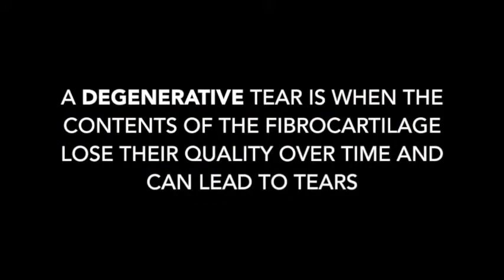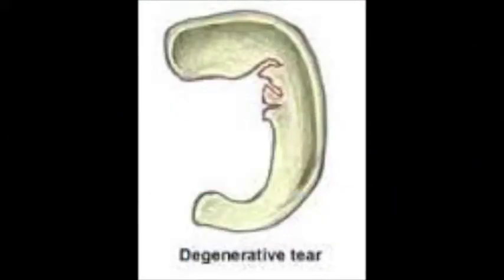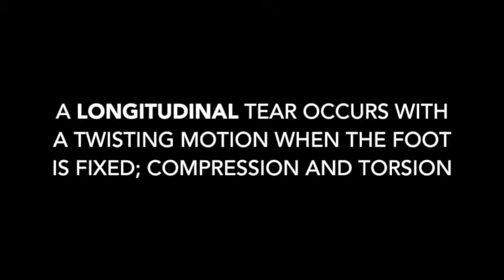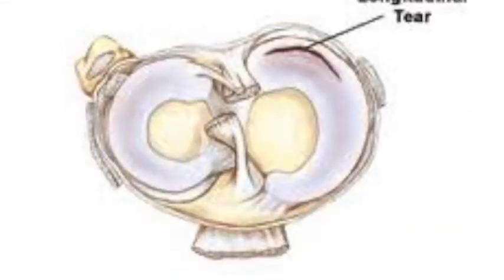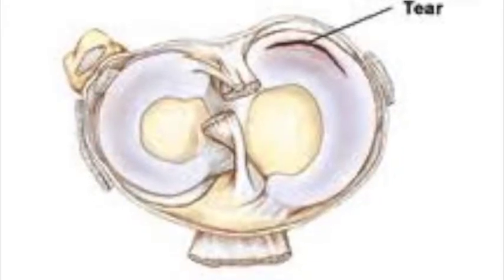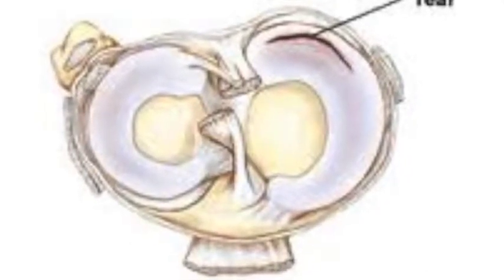A longitudinal tear occurs with a twisting motion when the foot is fixed. This causes compression and torsion. A horizontal tear is a result of degeneration, and it can cause locking and instability of the knee.